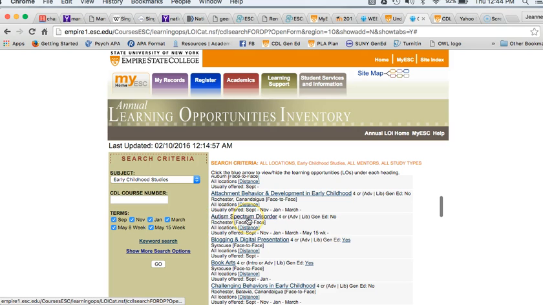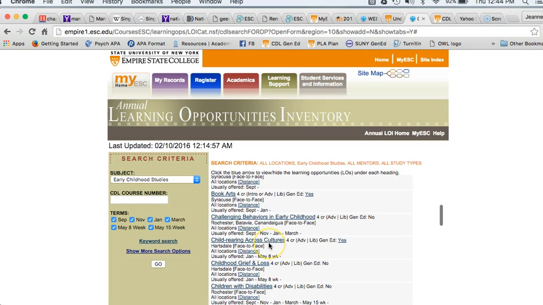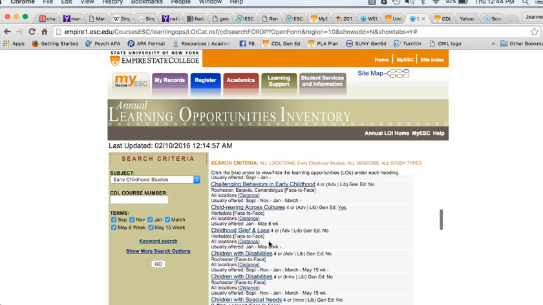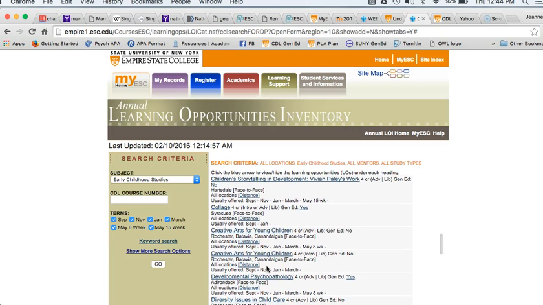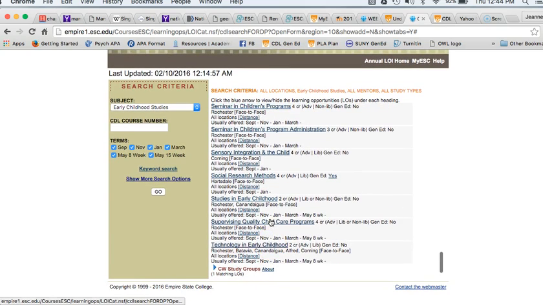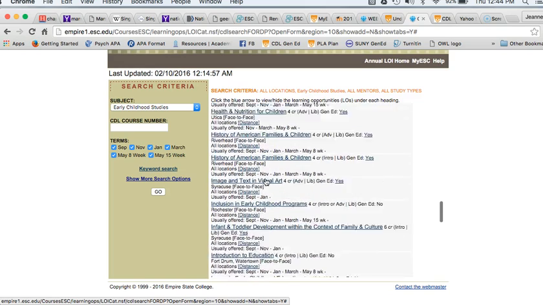Like this has autism spectrum disorder. We don't offer anything like that at CDL. Book arts is another one. Challenging behaviors in early childhood. Child rearing across cultures. So there's so many things in here that I think are fantastic. Children with disabilities, children with special needs. They're really great, and more broad topics for someone to look at in terms of what they would want to add to their degree plan, like technology and early childhood. This one's for 2 credits. I mean, that's fantastic. Studies in early childhood, social research methods, all these are great. Sensory integration in the child, just extra courses to consider.